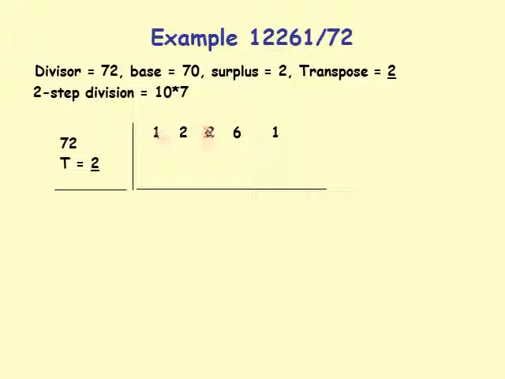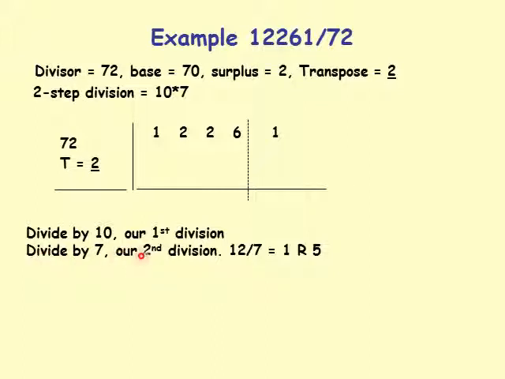And here the setup is 12261, 72 is my divisor, and the transpose is negative 2. Let's continue. Divided by 10, that's the first thing we do. Now divide by 7, our second division. So 12 divided by 7 is 1, remainder 5. The quotient is 1, the remainder is 5. Let's make the adjustments now. The adjustment due to the 5 is 10 times 5, and the 1 gives 1 times negative 2. So 48 is the adjustment for the next column.